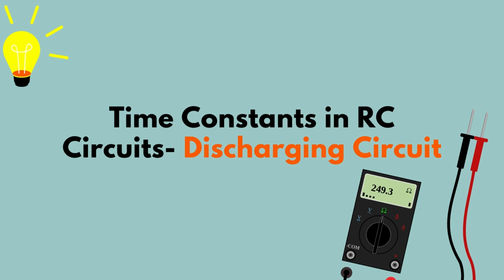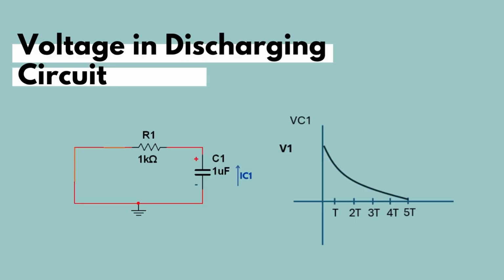So let's take a look at this circuit, and let's assume that the battery has been removed and the switch is closed. The capacitor would discharge itself back through the resistor, and the current will flow in the opposite direction. So this is where we have a discharging RC circuit. As the capacitor discharges through the series resistor, the voltage across the capacitor decays to zero as shown in the figure.